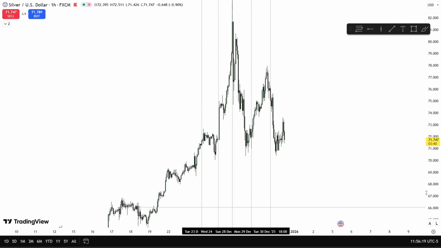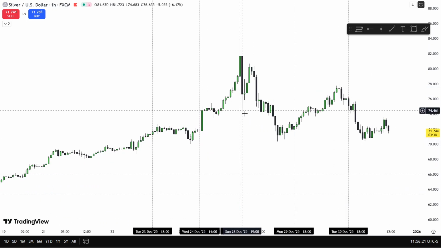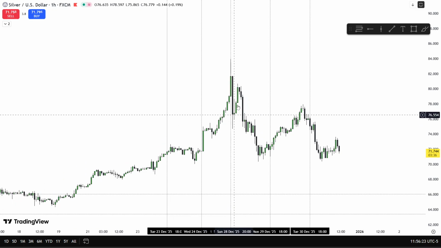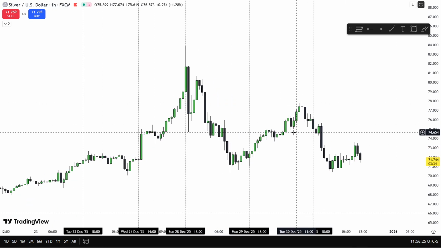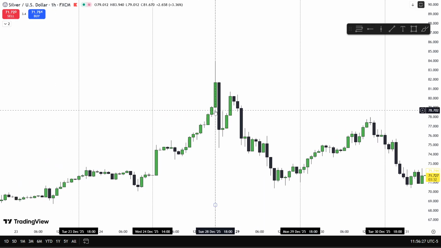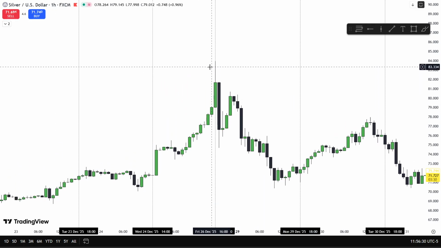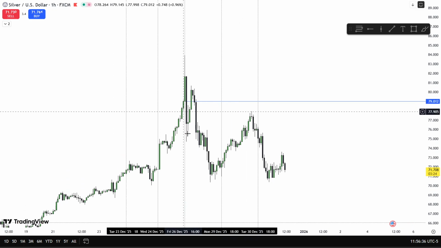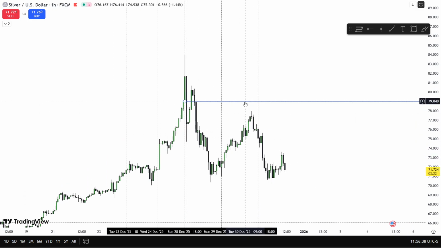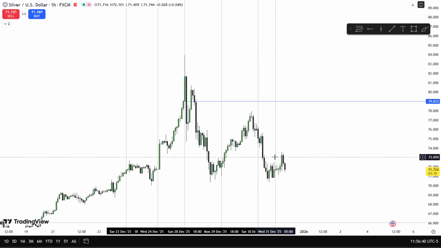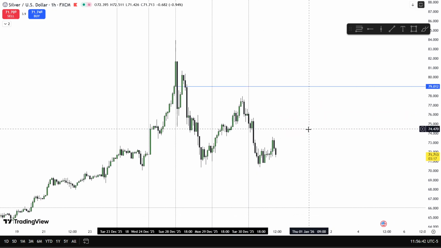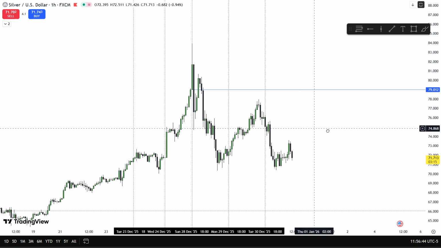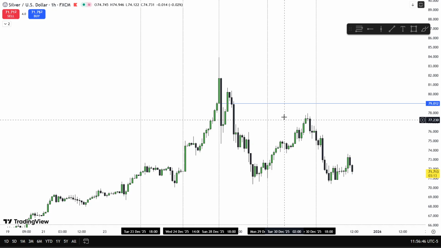This is our weekly open. Price went up and then boom, down. You can see this retracement, we didn't even manage to touch the weekly open, so we are bearish. We are all the way bearish for now.